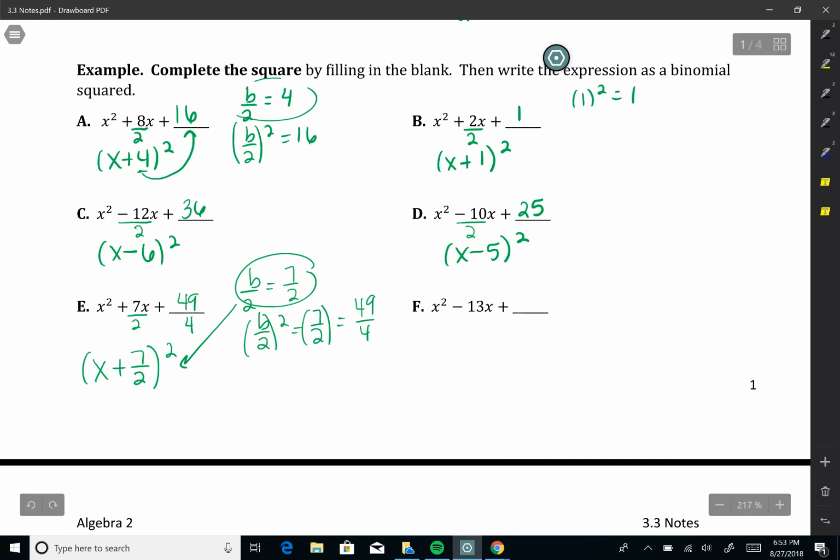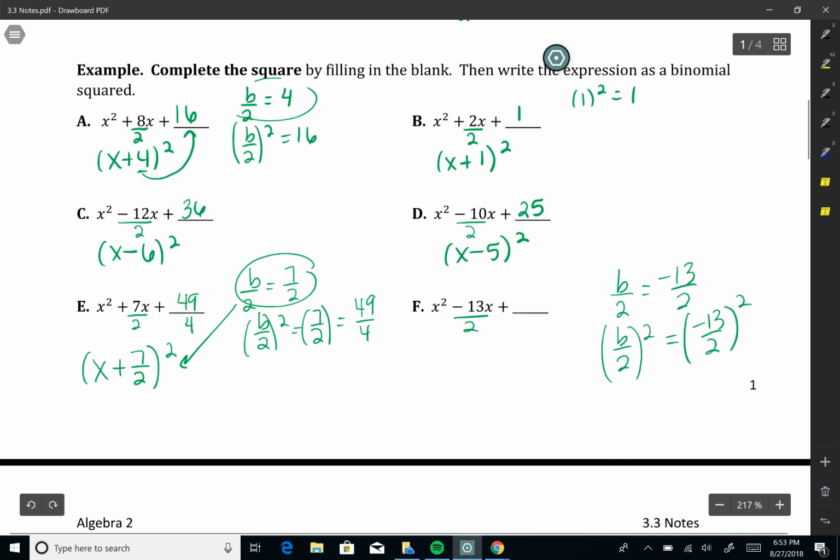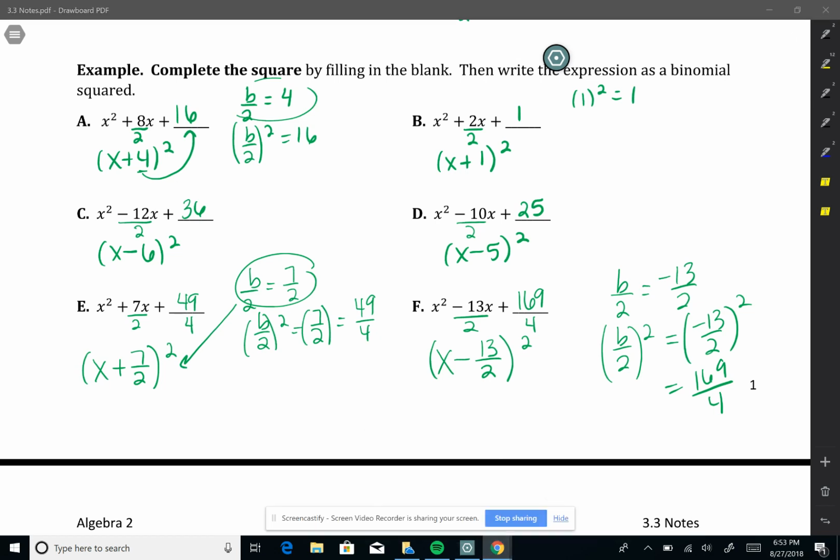And finally, letter F. I'm going to divide negative 13 by 2, so my b over 2 is negative 13 halves. When I square that, that's negative 13 over 2 squared. Negative 13 squared is 169, and 2 squared is 4. So that's 169 fourths, and my factor is x minus 13 halves quantity squared. Okay, that is the end of this video.